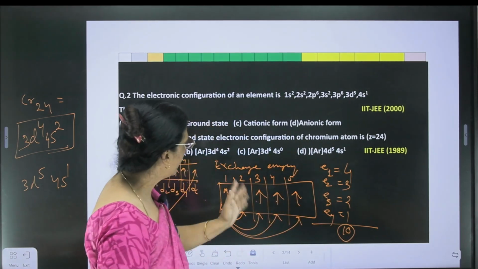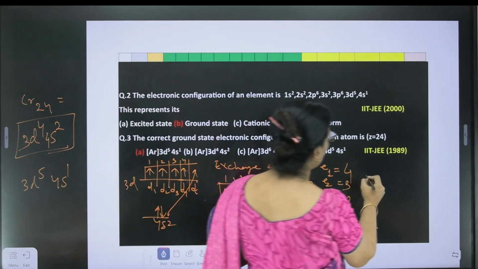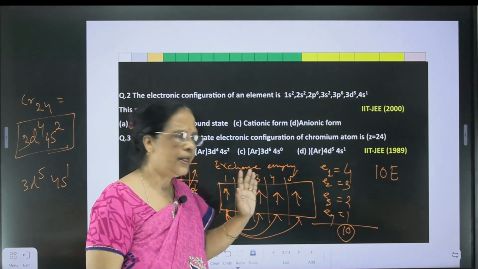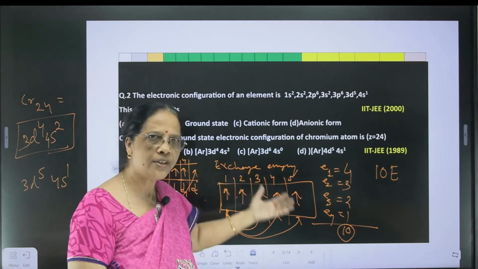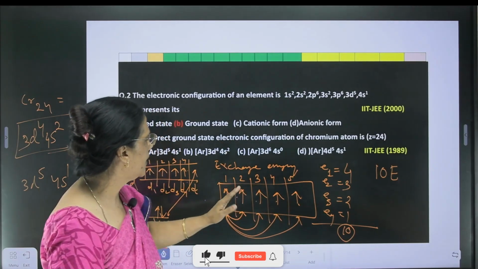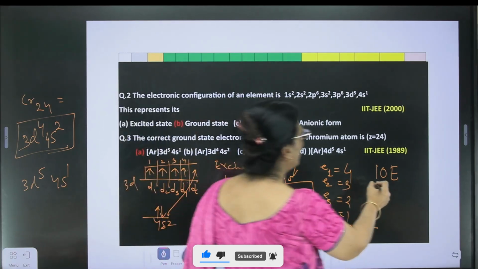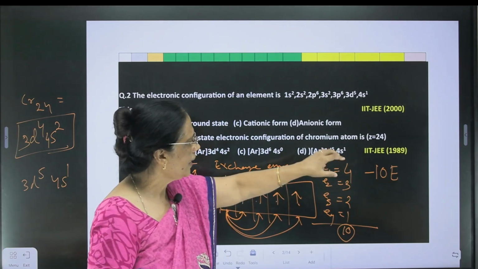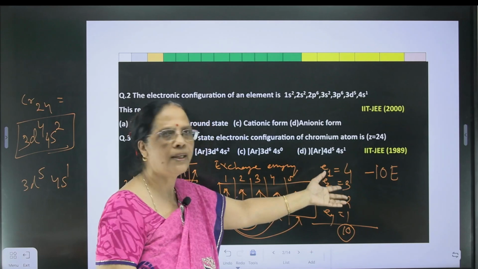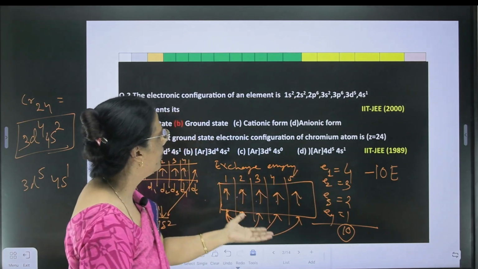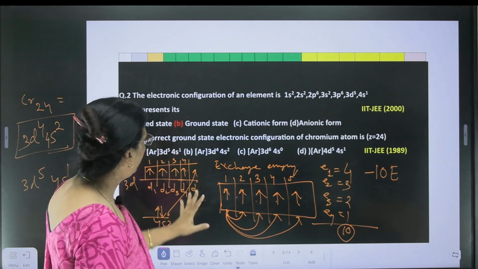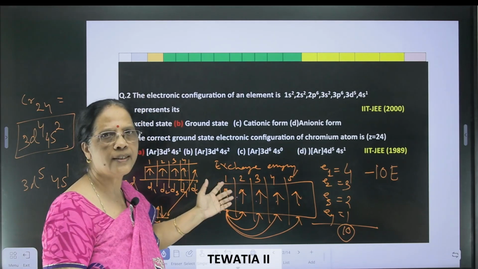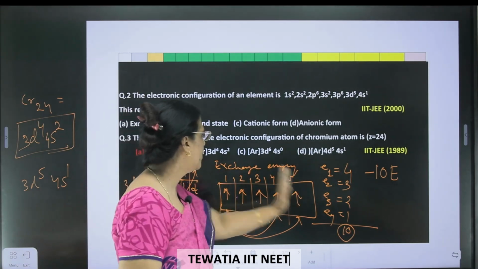That means for these 10 exchanges, the exchange energy will be equal to 10 E. And since exchange energy is a release of energy, it causes stability. So it releases energy, the energy becomes less, and the sign is given as minus 10 E. This exchange energy is responsible for the extra stability of the d5 system. Now, if we consider 4s2 and 3d4, let us see what the exchange energy is and why this system is more stable than this.